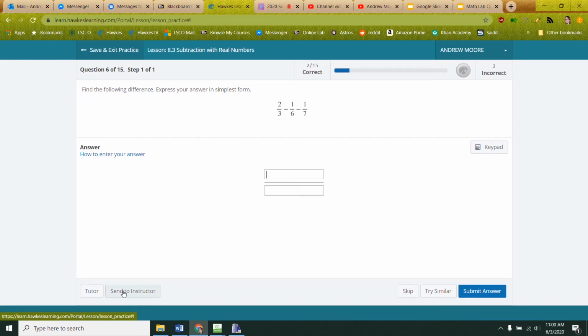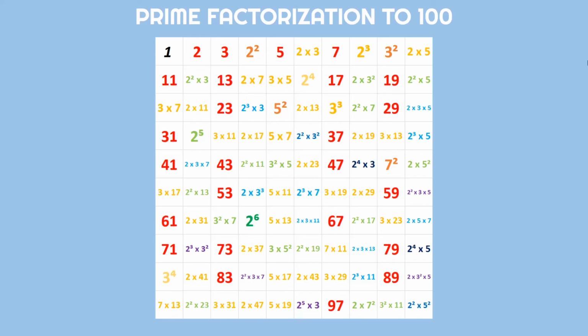All right, find the following difference. Express your answer in simplest form. I'm going to show you something real fast. You're welcome to take a screenshot of it just in case you're not sure what the prime factors are. But all the numbers in red are the prime factors. When you're breaking your numbers apart, also if you look in the order that it's written in, these numbers are represented. This is 4, this one's broken apart as 6, this is broken apart as 8.